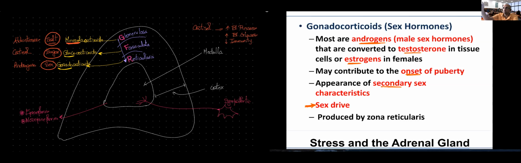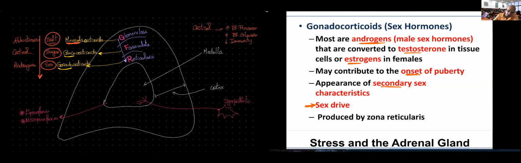Zona glomerulosa from outside in, fasciculata, and then reticularis. And GFR stands for the glomerular filtration rate. It's a very known medical abbreviation. And in order to remember the different hormones released from the layers.